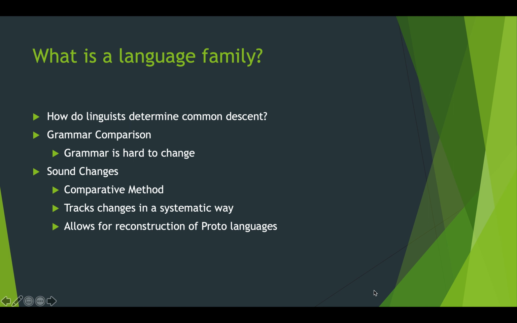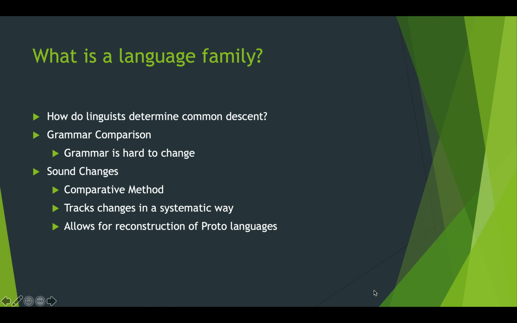Another way that you can determine common descent is looking at sound changes. So in historical linguistics, the study of linguistics over a very long period of time, there's something called the comparative method. And this is a way that you can track sound changes, not word changes, not grammar changes, but actual phonetic sound changes in a systematic way. And this allows for us to reconstruct proto-languages.